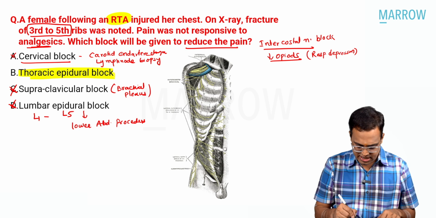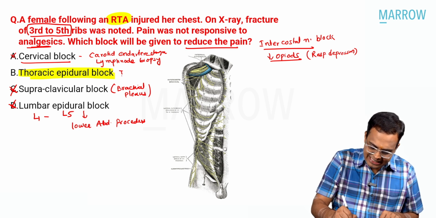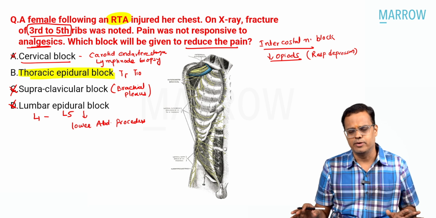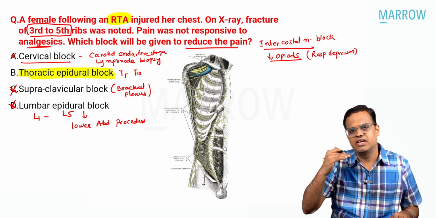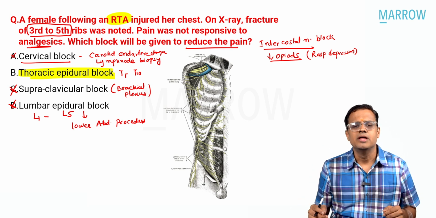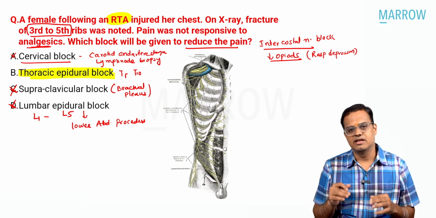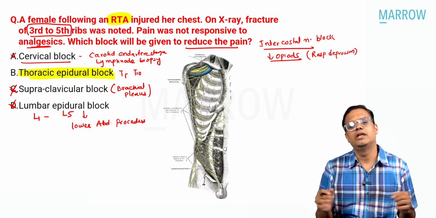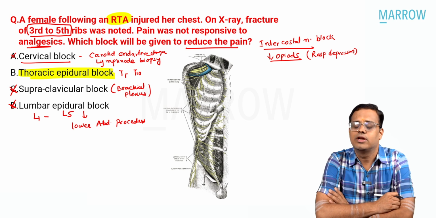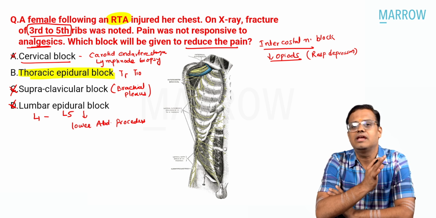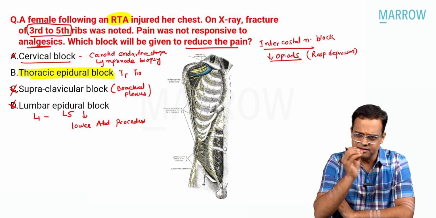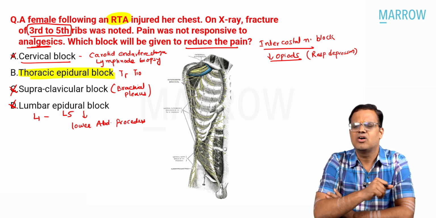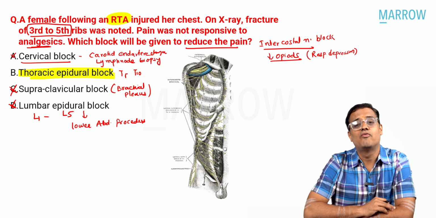Thoracic, the name itself is saying. You can easily mark between T1 to T10 or even up to T12. But here the rib fractures are between the third to eighth ribs, or third to fifth rib. So in between any of these ribs, you can put the epidural, pass the catheter and comfortably manage the patient. So the correct answer is thoracic epidural anesthesia. This is a wonderful option for fracture of ribs. If one or two rib fractures are there, I will go for intercostal nerve block.